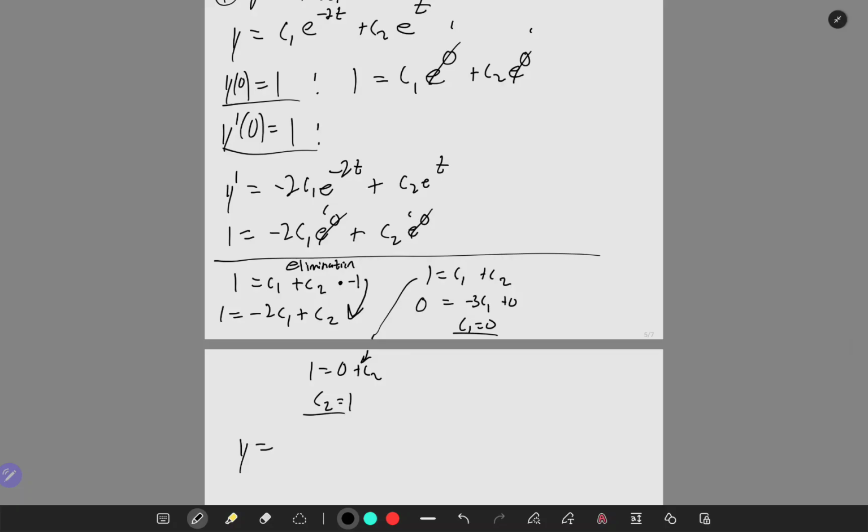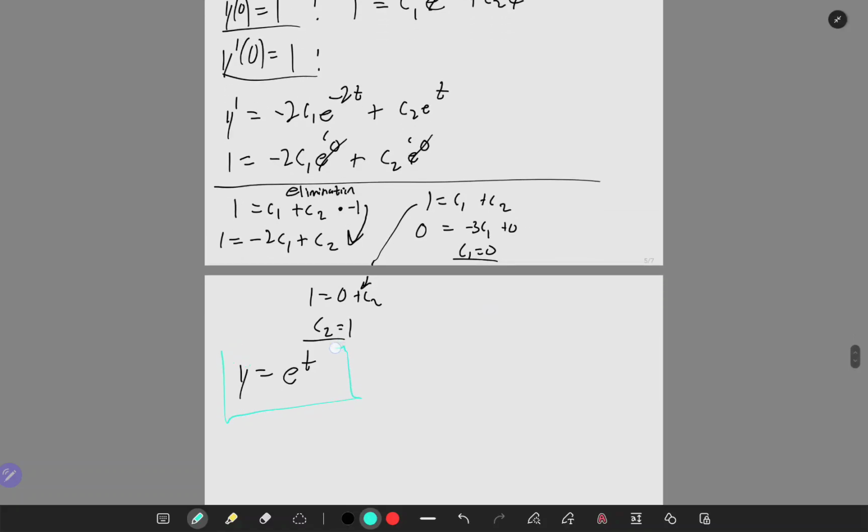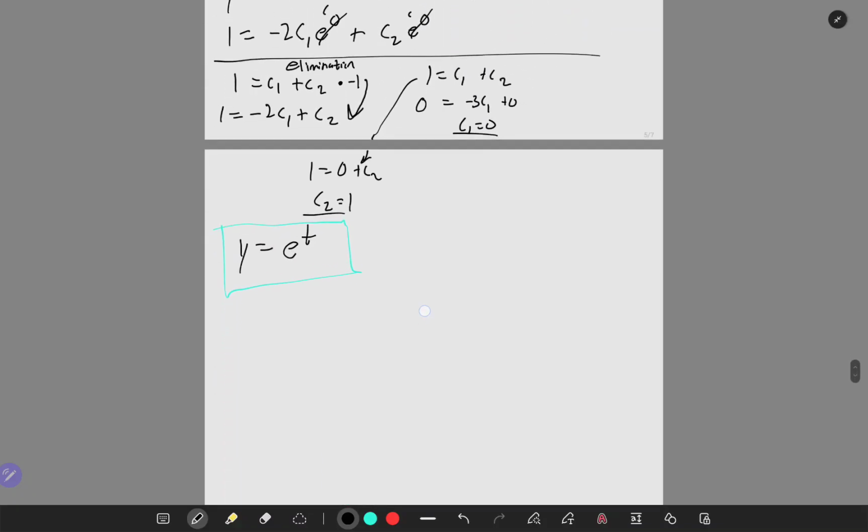So y is equal to 0 e to the negative 2t, plus 1 e to the t. So just e to the t. And this is our solution. This is our general solution to the IVP. This is an IVP problem, right?